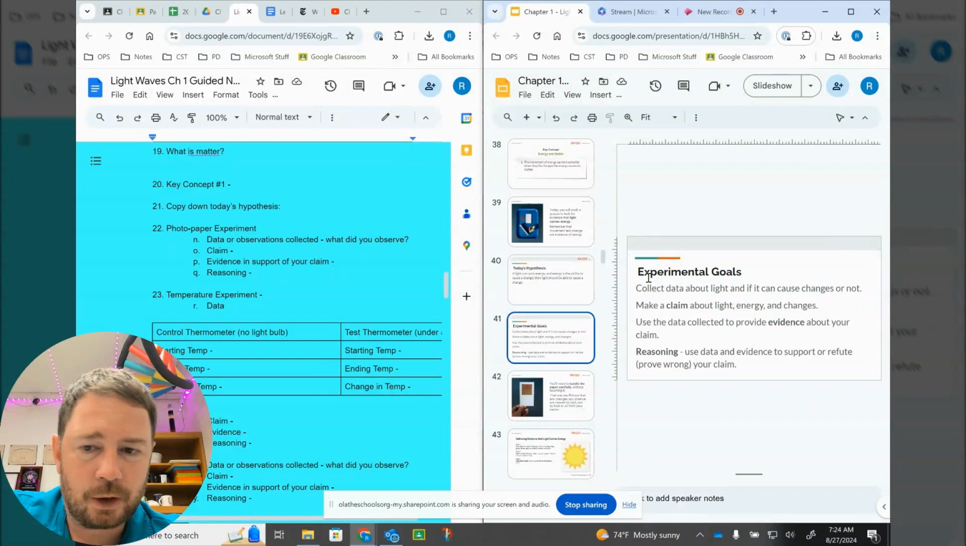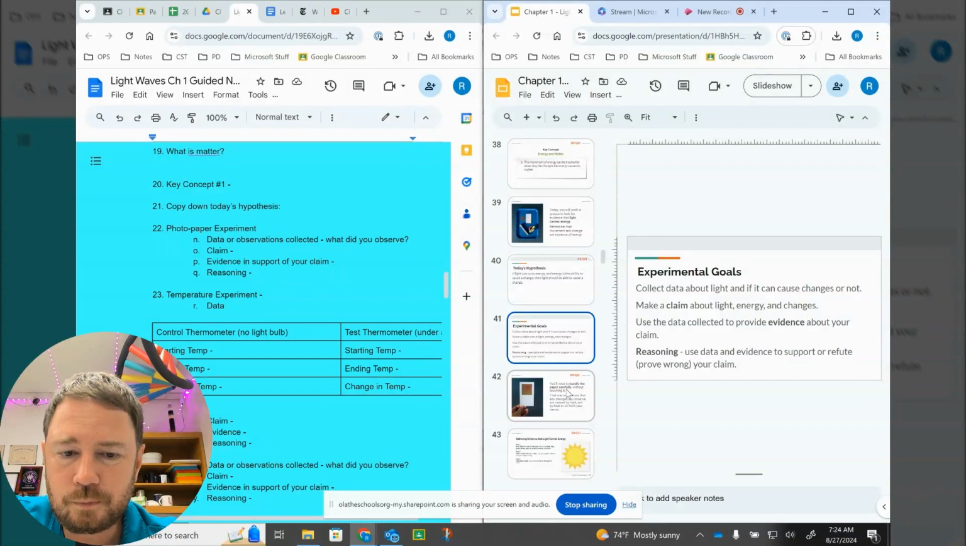So our goals, you don't have to copy anything down because there's no red bolded guided notes thing up here. Our goal is to collect data about light and if it can cause changes or not. We'll make a claim about the light, the energy, and the changes. We'll use the data collected to provide evidence about our claim, and reasoning. We'll use data and evidence to support or refute our claim.